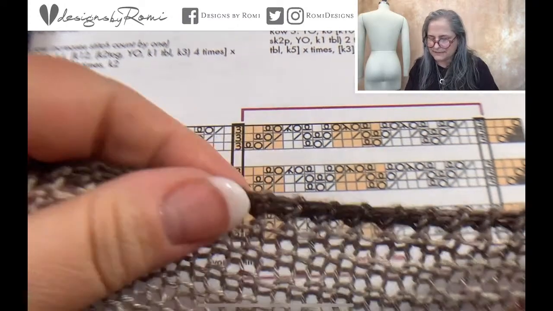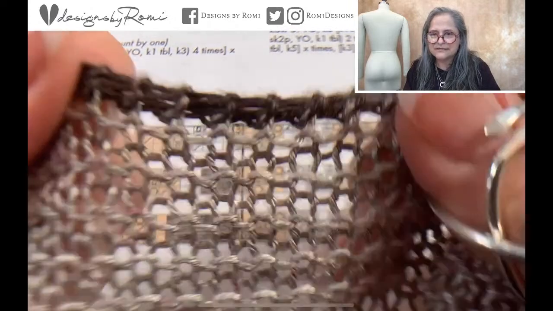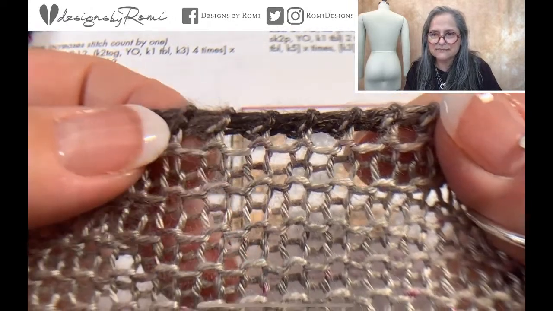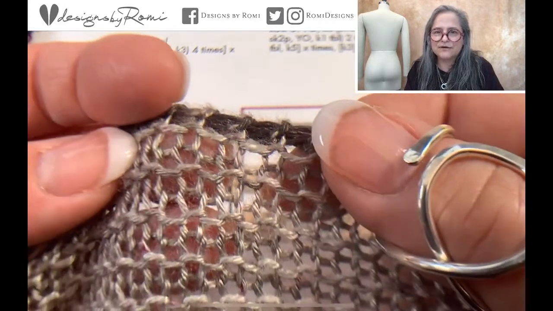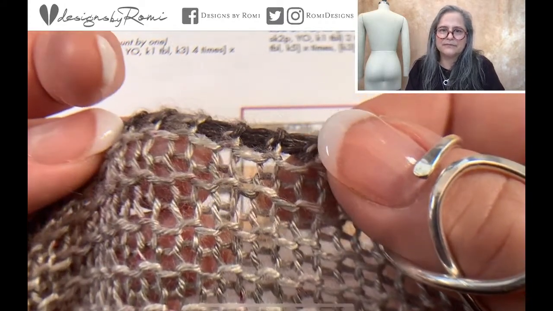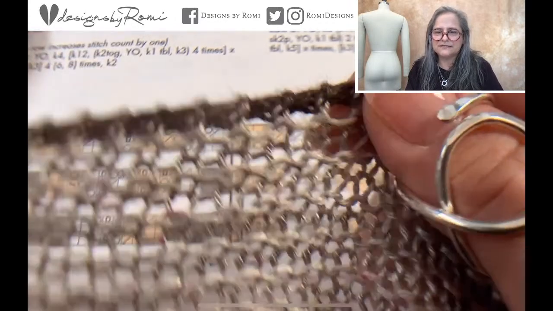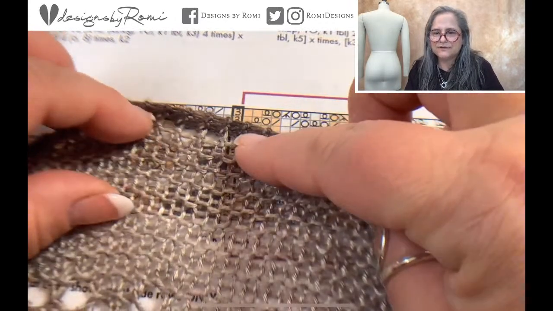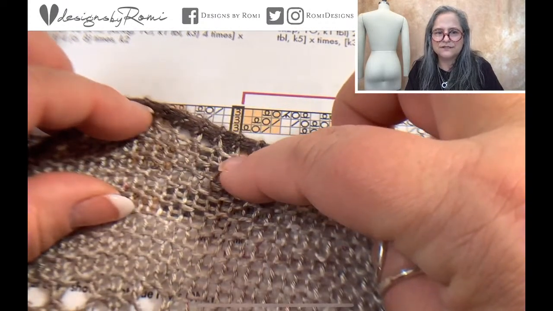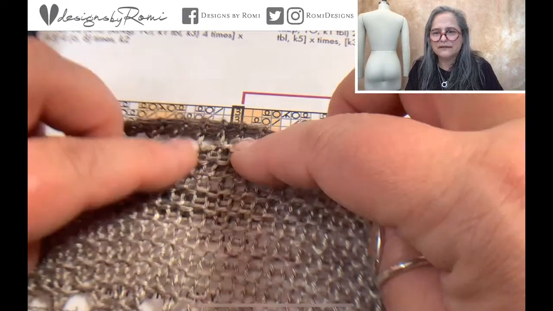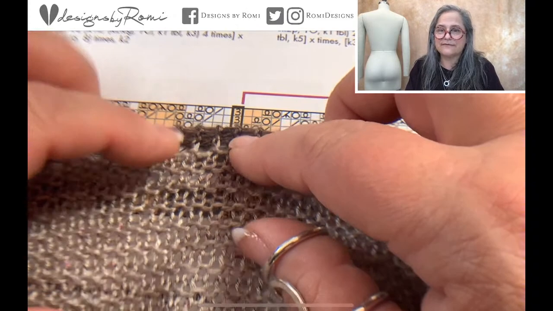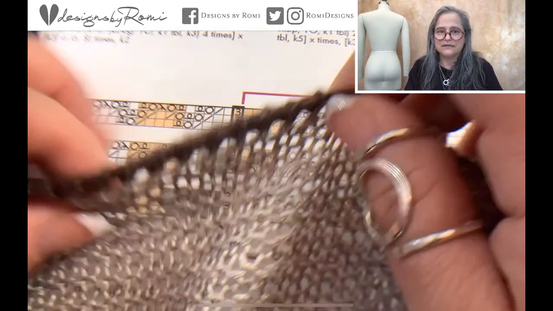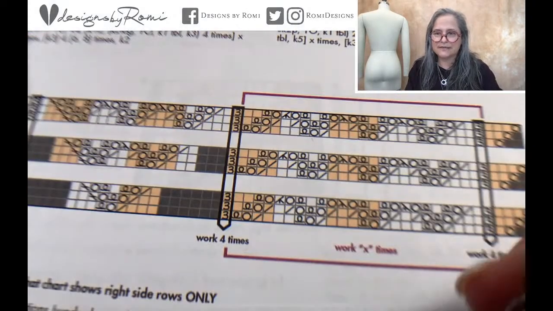So the top is bound off. You can see here it's the darker color. It's my contrast color. So if you feel like you're running a little bit over and you need to conserve some yarn, you can do anywhere from 2 to 4 extra rows in the contrast color, and you'll still have enough to do the edging. So no worries about that.